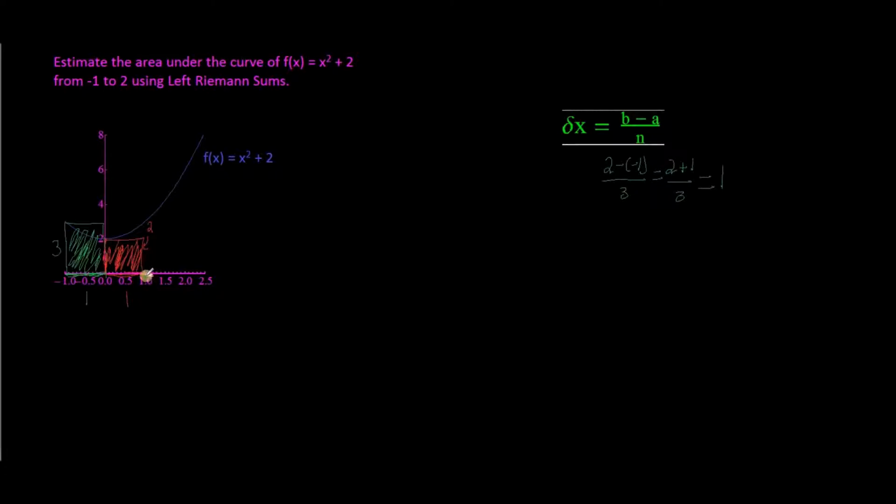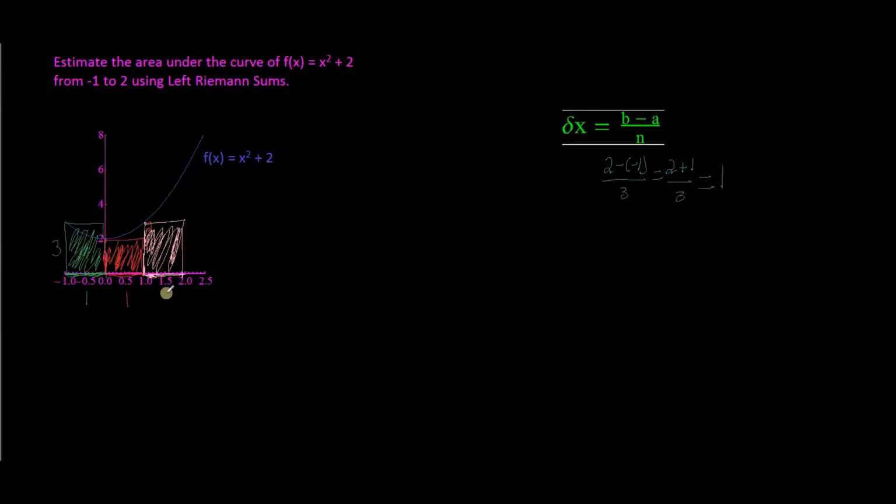So again, the width of our rectangle is 1. We're going to choose this value here as our height. So we'll drag that down there, move that across, down. So this guy is our third rectangle.